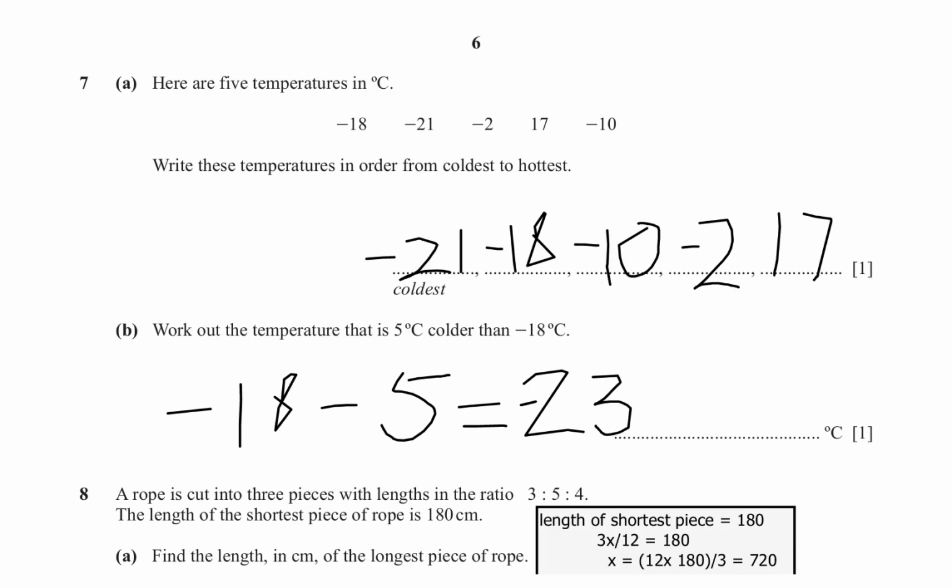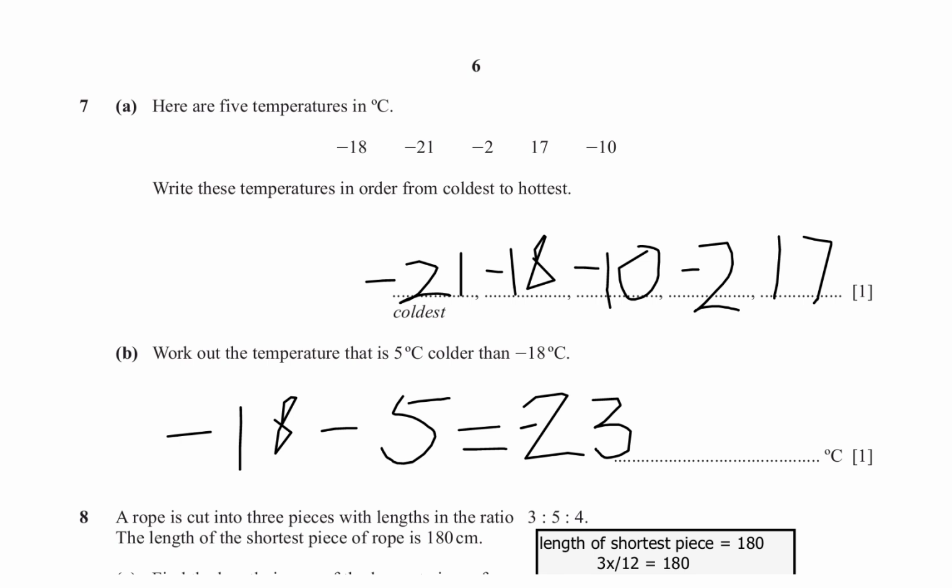Okay, here are 5 temperatures in degrees Celsius: minus 18, minus 21, minus 2, 17, and minus 10. Write these temperatures in order from coldest to hottest. So the coldest temperature is minus 21. Then it's minus 18, then minus 10, then minus 2, and then 17 degrees Celsius.